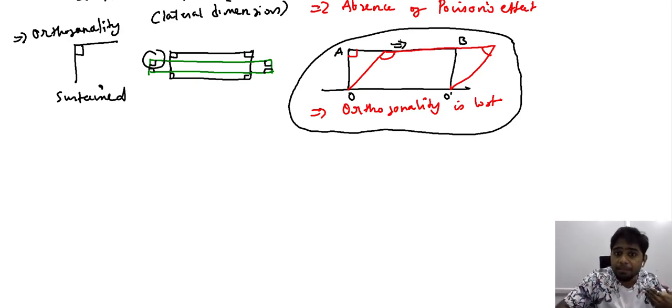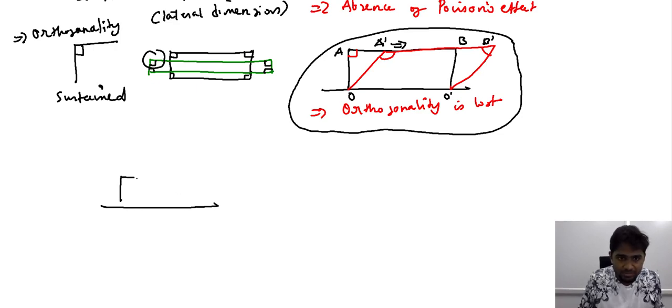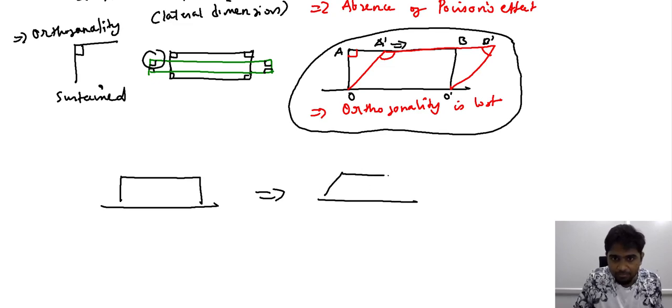Even though theoretically we can say that the orthogonality is lost, the way we are able to notice the change is that the position of the corner has shifted from A to A prime and B to B prime. So if you consider the sample separately, this will be your original sample, and after imposing the shear load, the sample will be of this form.